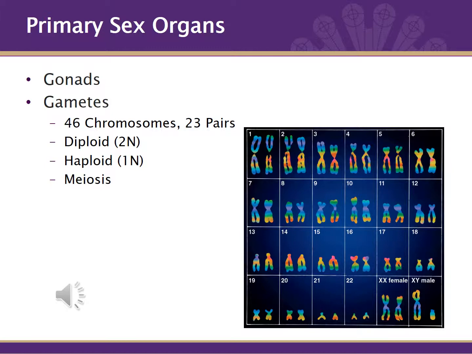During this divisional process, the cell undergoes division and ultimately will be divided to form cells that have half the original amount, or 23 chromosomes. Sometimes this condition is known as the haploid condition, or simply the lowercase n condition.